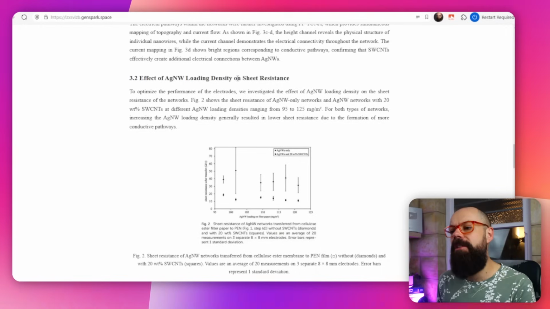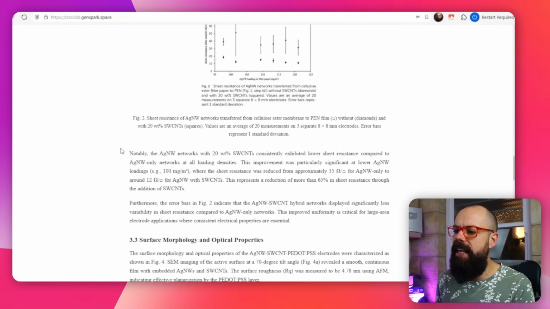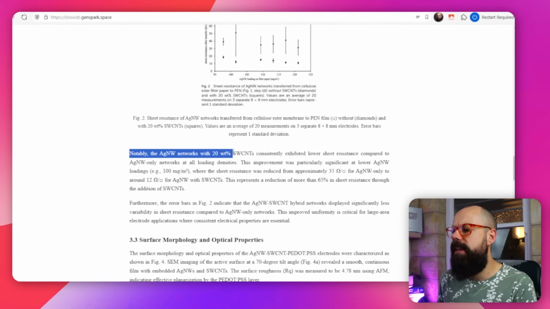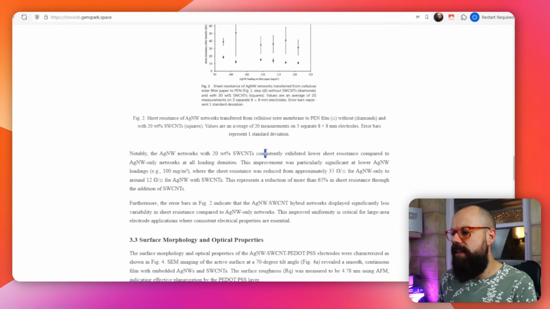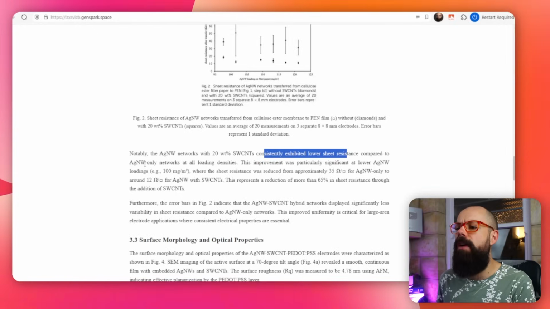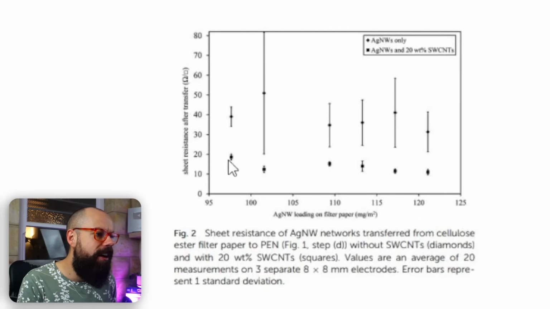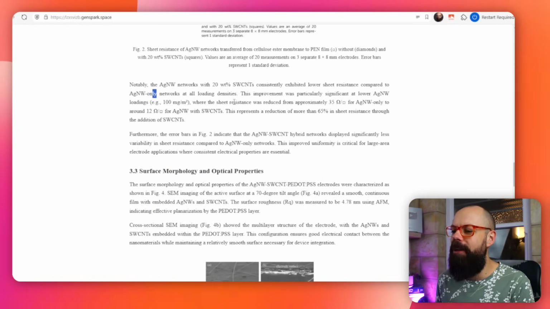Then we've got effect of silver nanowires loading density on sheet resistance, they put it there. They give us stuff, notably, the silver nanowire networks with 28% single walled carbon nanotubes consistently exhibited lower sheet resistance compared to silver nanowire only networks. Is that true? Oh, it sure is. Look at that. It knew it. Oh, I love all of this.